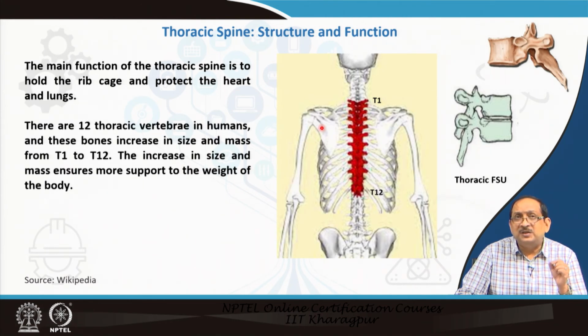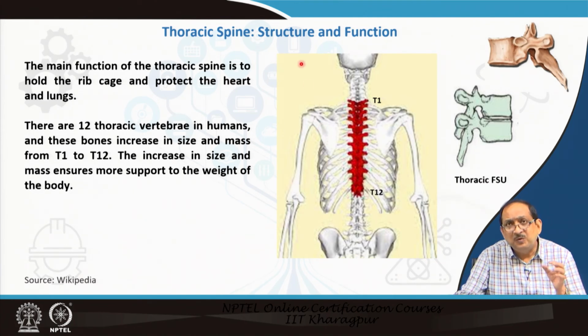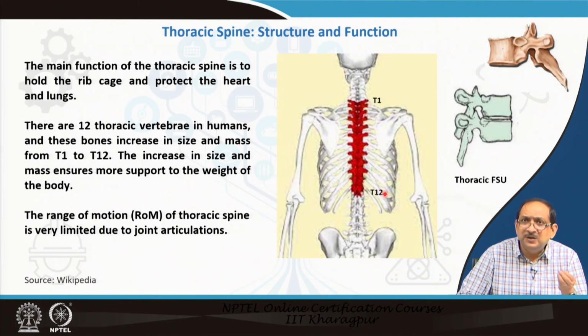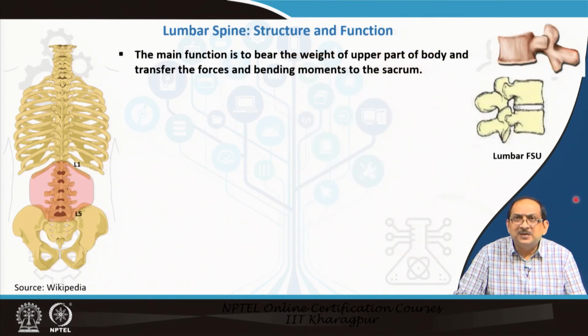There are 12 thoracic vertebrae in humans, and these bones increase in size and mass as we move from T1 down to T12. The increase in size and mass ensures more support to the weight of the body. The range of motion of the thoracic spine is very restricted due to joint articulations. Let us now discuss the lumbar spine, its structure and function.